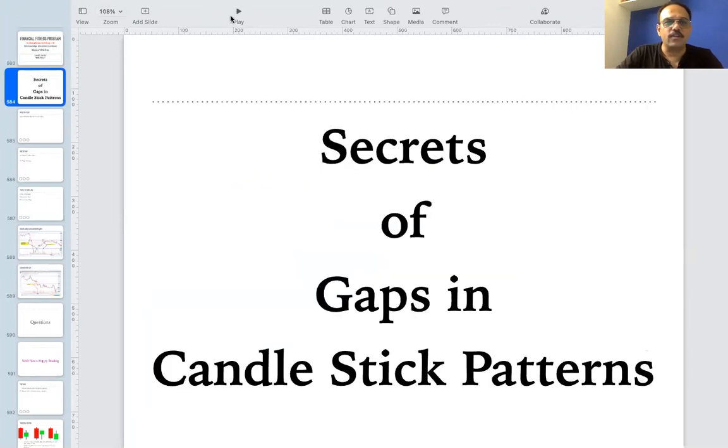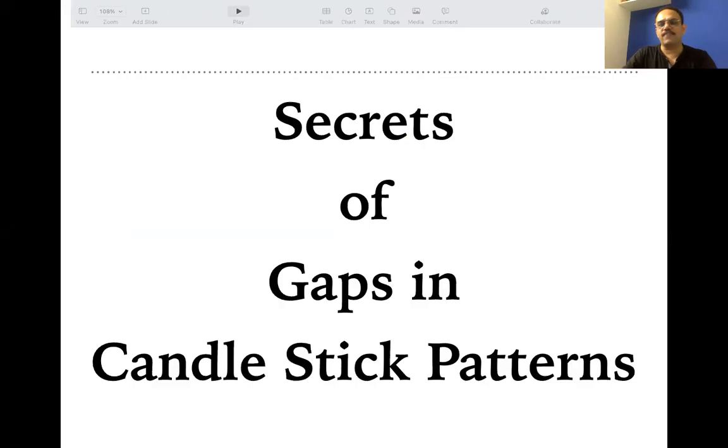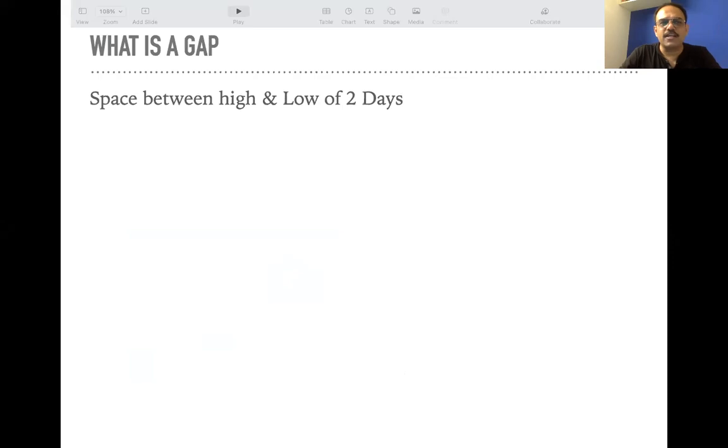Again, we are going to learn about the secrets of gaps in candlestick patterns. Japanese love this. Believe me, Japanese people love gaps. I'll explain why. So, first of all, what is a gap?